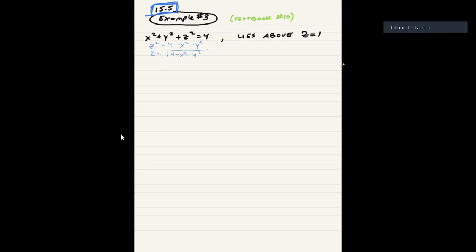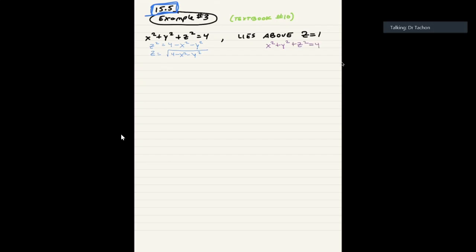Okay, so I'm going to use this. That's what my z is. Okay, all right, so good so far? So z lies above the line, the 1. So this means here, you have x squared plus y squared plus z squared equals 4.